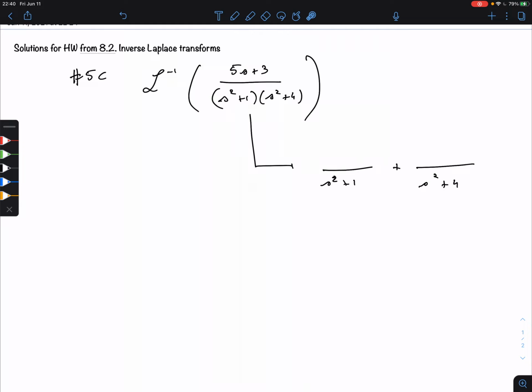Sorry, we do that one in the other exercise. So what we do now, well, the squared part is s, so the variable here is s. So we write this as polynomials in s.